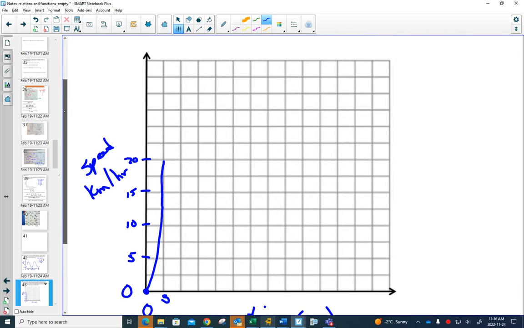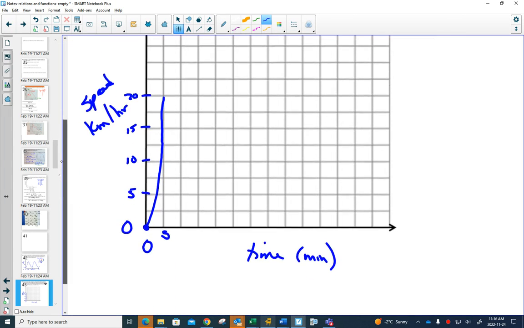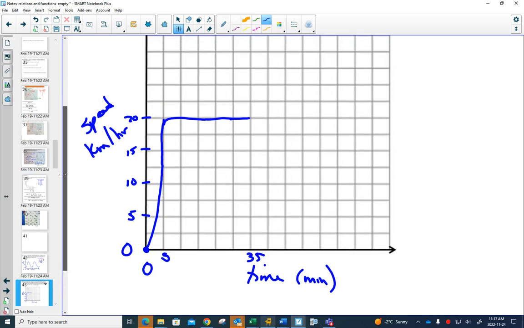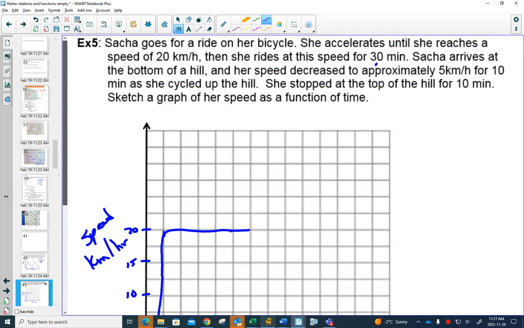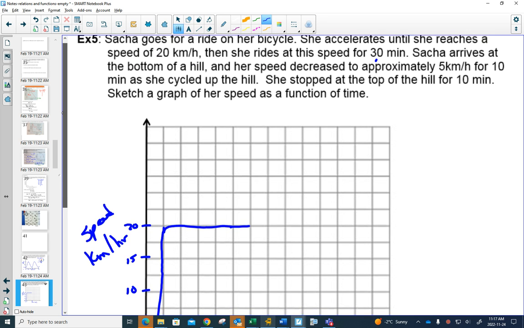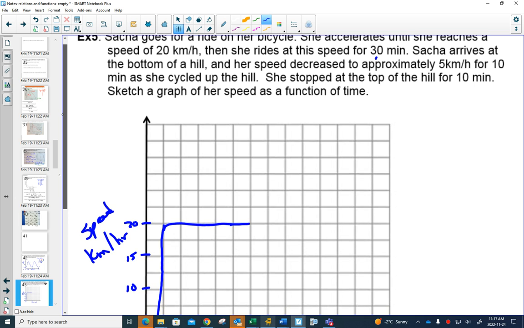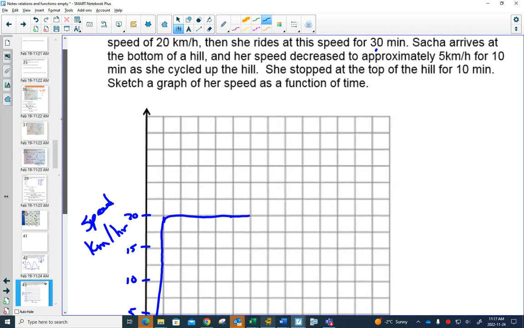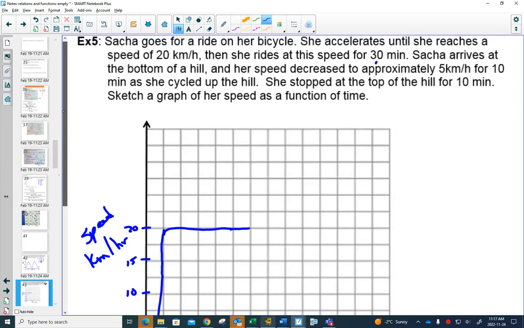Then what does she do? Stays there for 30 minutes. Stays there for 30 minutes, so that would go 10, 20, 25, 30, up to 35 minutes. Would you agree? Not 30 minutes, because we are only staying there. So now she's going at that speed for 35 minutes, up to 35 minutes, 30 minutes longer. She arrives at the bottom of a hill, and her speed decreases to approximately 5 kilometers per hour for 10.